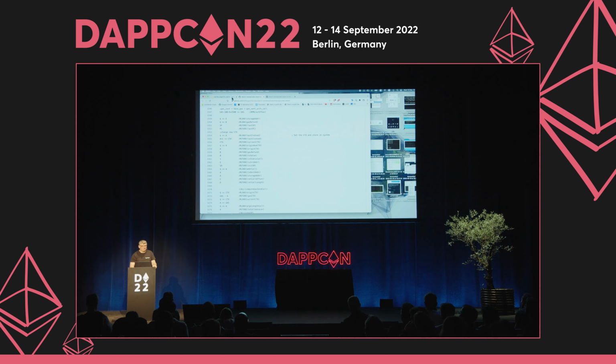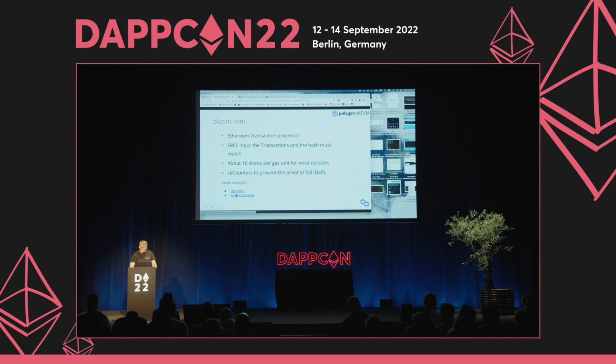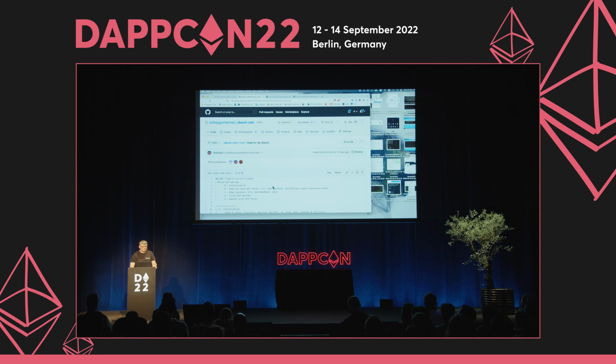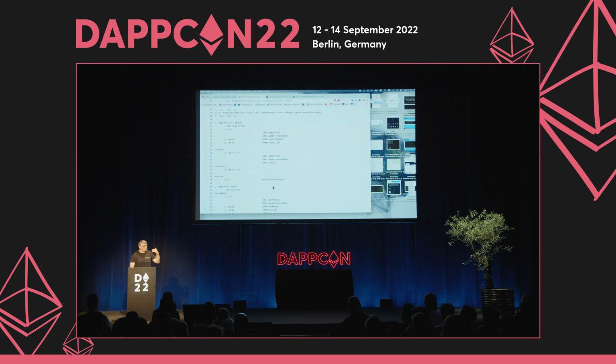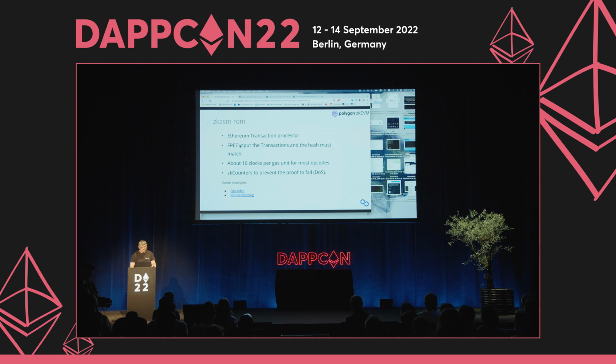Okay. Maybe another piece is the RLP processing. When we get a transaction, we need to process it, so we need to parse the RLP and all the fields and do all the logic that Ethereum actually has. Okay, so this is some example of the code. Everything is available. It's open source, so you can take a look at the repo and check how everything is done here.